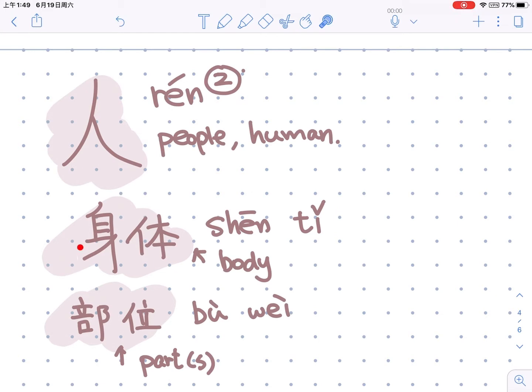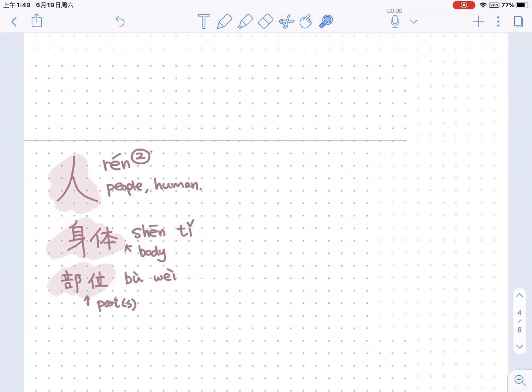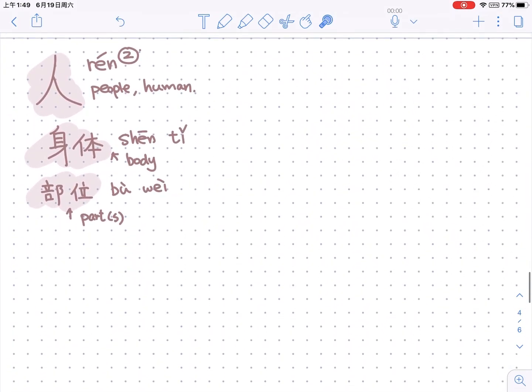We do not connect 人 and 身体 directly, though we have some other ways to connect them, but we do not say 人身体. No, that's not how we say it in Chinese. And again, we do not connect 人部位. We would never say 人部位 in Chinese. Okay, and so we can get started.